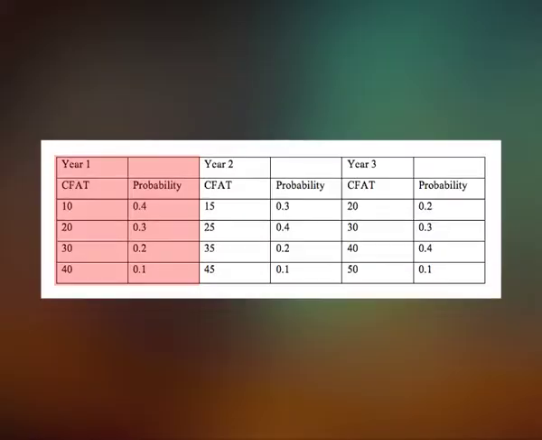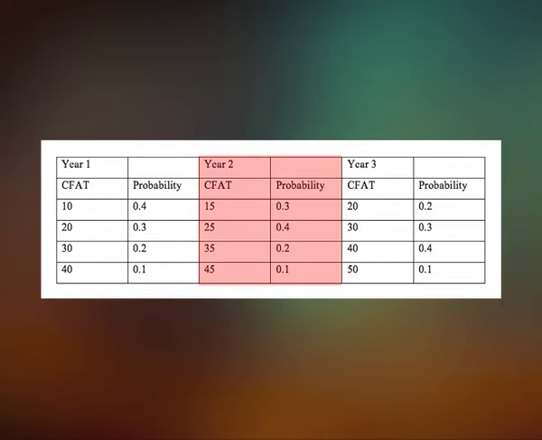We will see another illustration. Modern Company Limited is considering an investment in a project that requires an initial investment of rupees 50 lakhs with an expected cash flow after tax over 3 years as follows. For the first year, the cash flow after tax, that is CFAT, and the probabilities are given as 10, 0.4, 20, 0.3, 30, 0.2, 40, 0.1. Now, these cash flows are given in thousands.